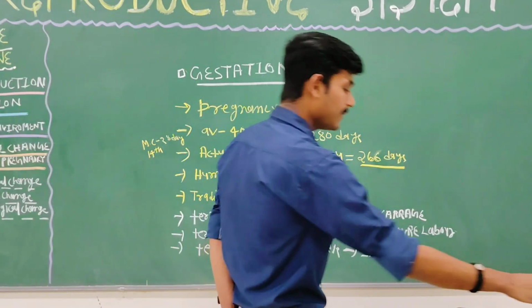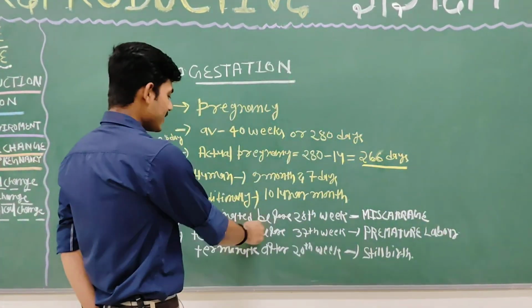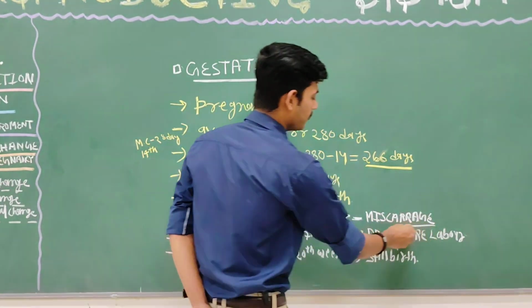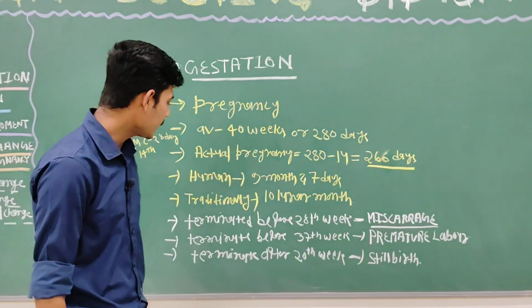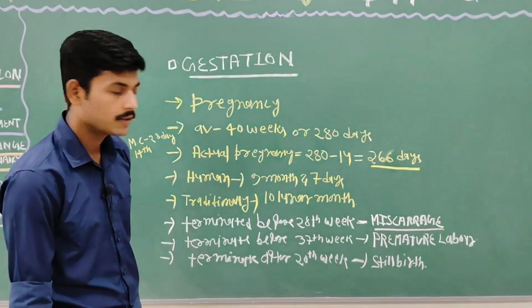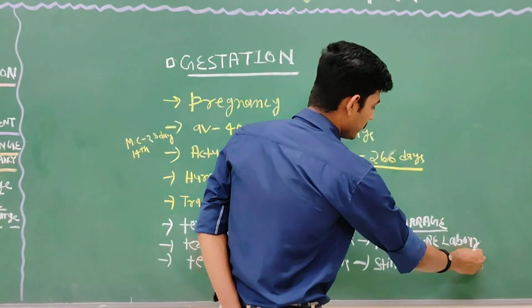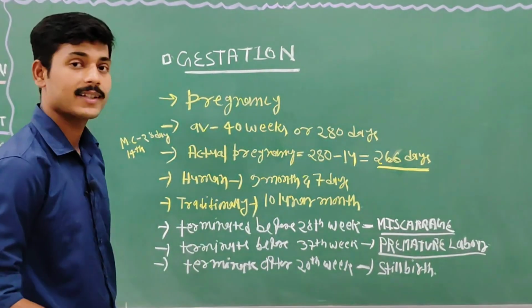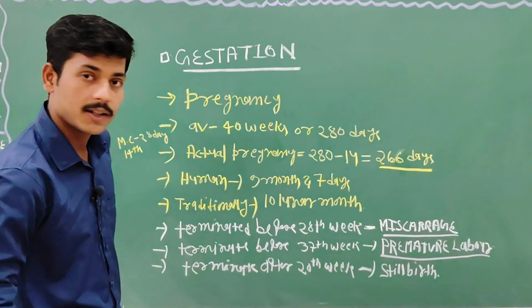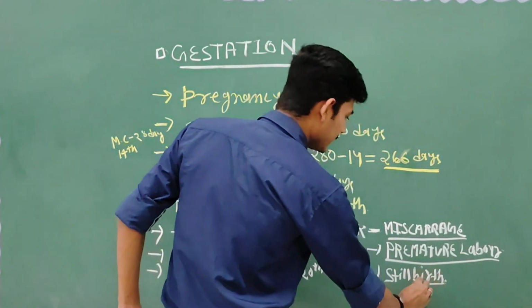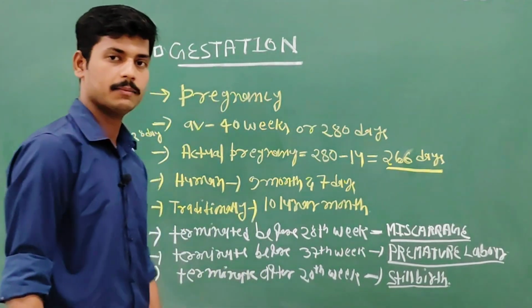The first term is, if the pregnancy terminates before the 28th week, it is referred to as a miscarriage. Got the point? Then if the pregnancy terminates before the 37th week, it is referred to as a premature labor. Got it? And now if the pregnancy terminates after the 20th week and the child is found dead, it is called a stillbirth.